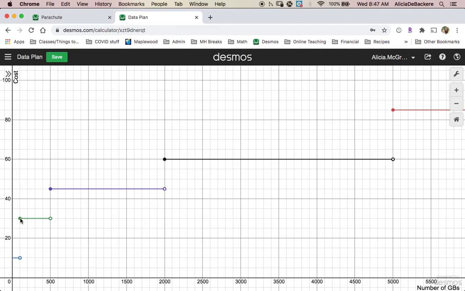Notice that these lines end in closed circles and open circles. And that's so that it is still a function. So if I look above 500 megabytes, then I've got an open circle. It gets really, really close to 500 megabytes. If you use 499 megabytes, it's $30. But as soon as you hit that 500 mark, you jump up to this tier here at $45 for the 500 megabytes. And again, up to 2,000 or 2 gigabytes, and then it's going to jump as soon as I hit that level up to the next price point.